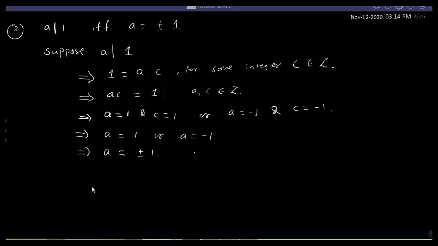Let us consider the converse part. Suppose A equal to plus or minus 1. Then we already know that 1 divides 1, minus 1 also divides 1. Then A, that is A equal to plus or minus 1, divides 1. So we have proved the second. Why does minus 1 divide 1? Because minus 1 can be written as minus 1 into 1. So minus 1 divides 1.